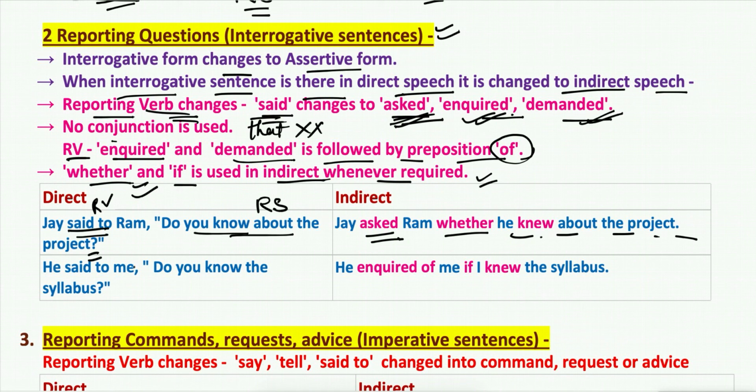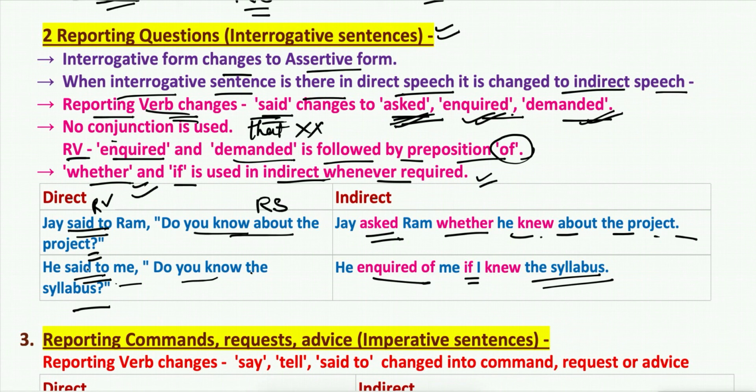He said to me, do you know the syllabus? Here, the reporting verb is said to. So, said to will change to inquired of. He inquired of me if I knew the syllabus.